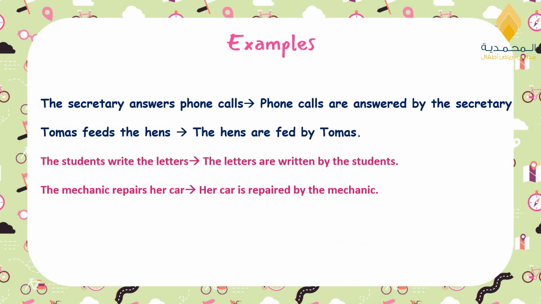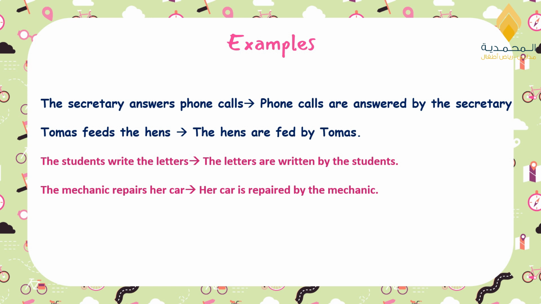Some examples for active sentences that are changed into passive sentences. The secretary answers phone calls. When I want to change it into the passive, phone calls, which is the object, are answered by the secretary. The second example, Thomas feeds the hens. To change it into the passive, the hens are fed by Thomas.